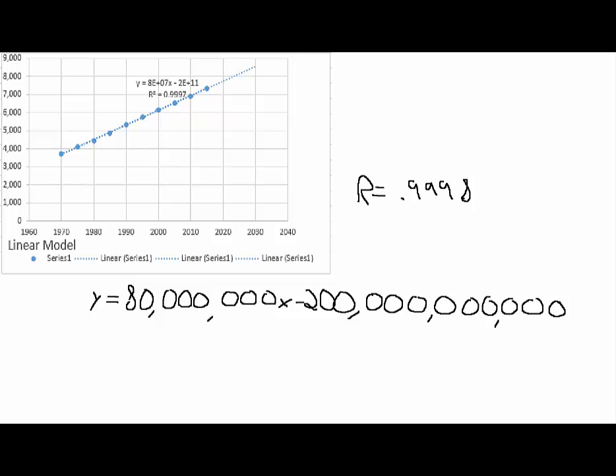Okay, here's my pre-calc project. First, I'm going to talk about the linear model. Excel says the equation of this graph is y equals 80 million times x minus 200 billion, and the r value is 0.998, which we can get if we square that.